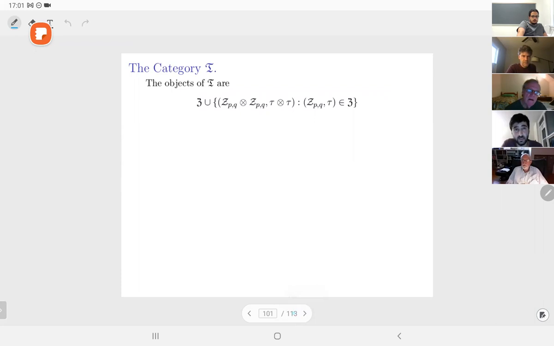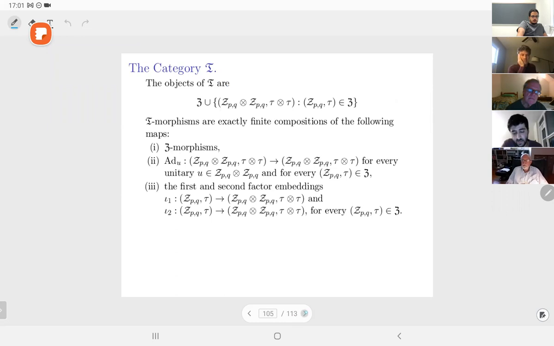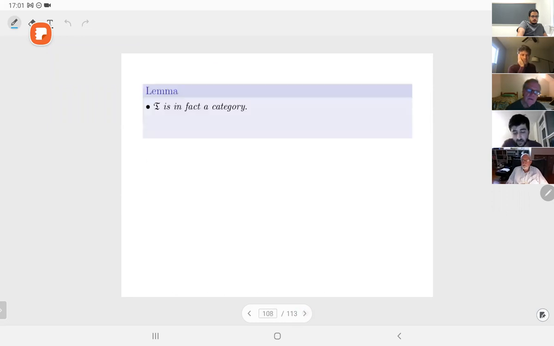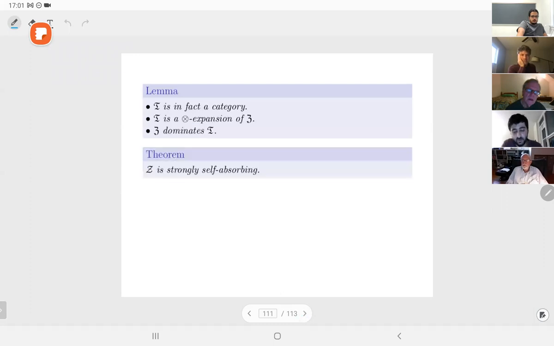Now the category that contains this tensor product is closed sufficiently under tensor product. I'm going to allow these objects to be there and a few maps, exactly the ones that I need to make it a tensor expansion. And that's it. You can apply the same theorem and get that set is strongly self-absorbing.